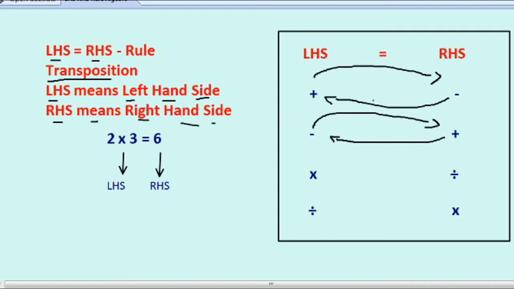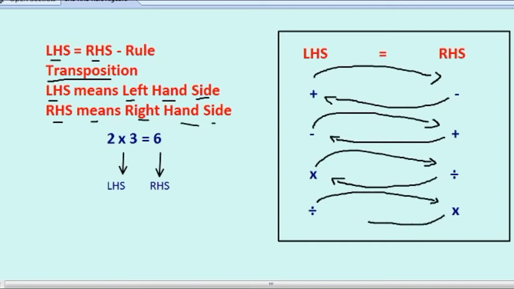What happens when it is multiplication and division? When it is multiplication, it becomes division, and when it is division, it becomes multiplication. Multiply on the left hand side, when moved to the right hand side, becomes divide, and divide on the right hand side, when moved to the left hand side, becomes multiply. This is very simple. If you understand this much, then you can find the values of any missing numbers. Find x, you find this type of problem in many of your syllabus questions.